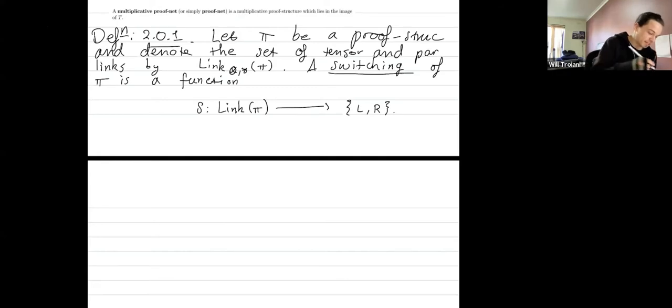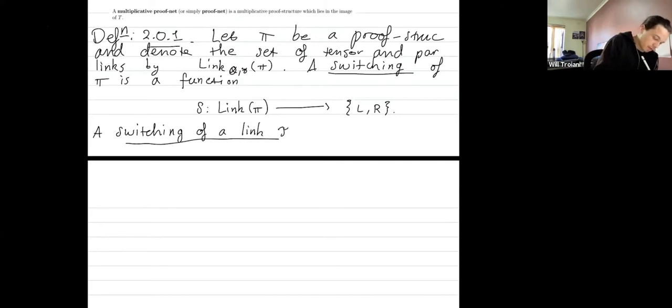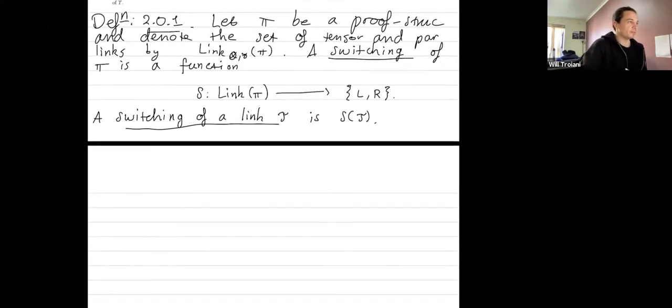Okay. This link pi is a subset of the proof structure. Okay. And then a switch in of a particular link is just the element S of tau. That's just some language that tends to be helpful.